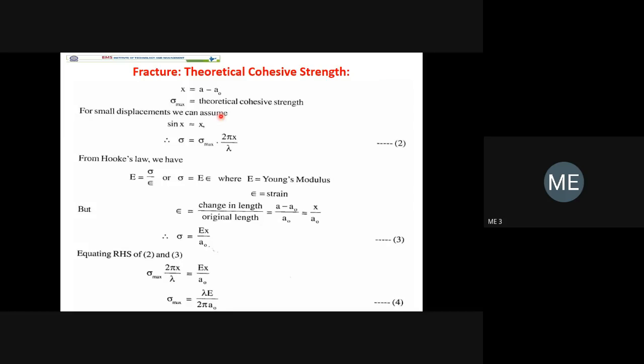Now sigma max is the theoretical cohesive strength. Now sine x, we know from trigonometry, for a very small value, because atomic distance is in terms of angstroms, x is a very small value. For a very small value, in mathematics you studied that sine theta is equal to theta, so sine x is equal to x.